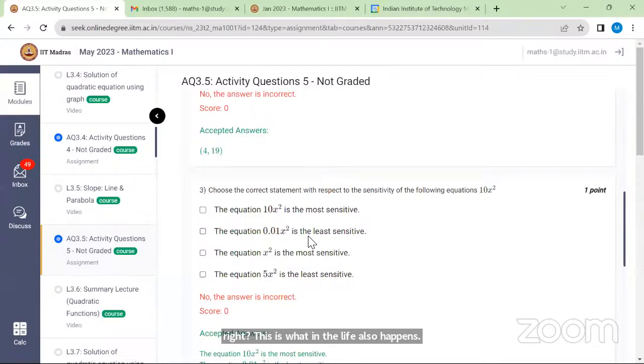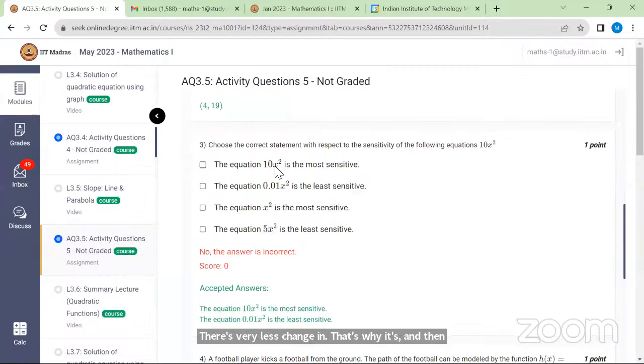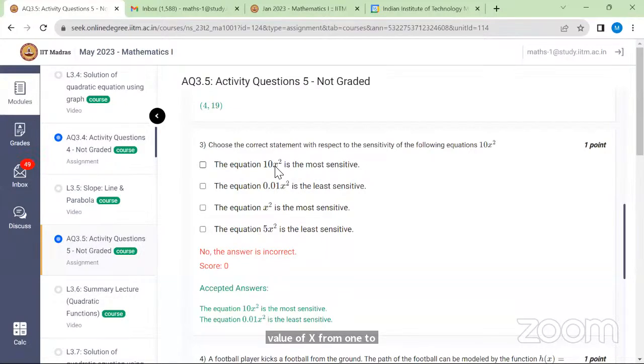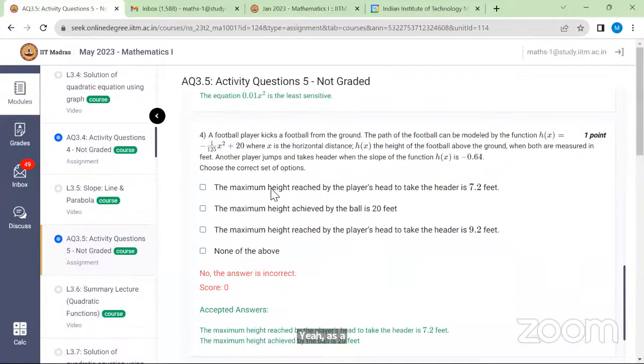And similarly for the less sensitive, if you are changing a value of x a bit, the y is changing very little. There is very little change in y. That's why it's generally called less sensitive. So here you can see that for 10x square, if you are just changing the value of x from 1 to 2, or maybe 1 to 1.something, some small value, there will be a large change in 10x square, but there will be very little change in 0.01. Correct? Yeah, sir.